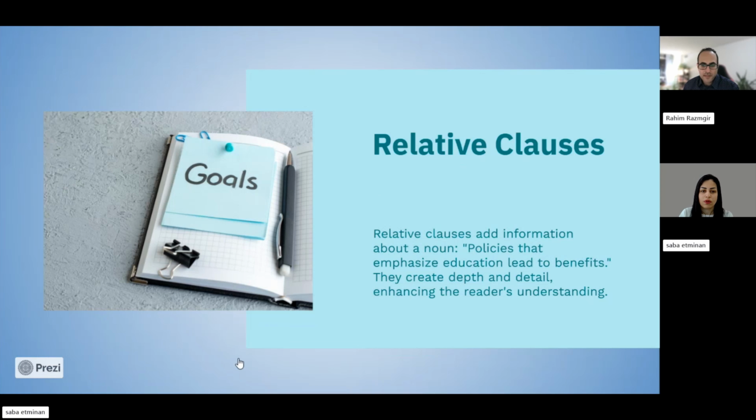That's right. So you can say the original sentence was shorter. It was policies lead to benefits. But what policies exactly lead to benefits? So you want to explain further what policies you have in mind. So you say policies that emphasize education, not the ones on economy, not the ones on agriculture. Those that emphasize education lead to benefits in this example. Right.